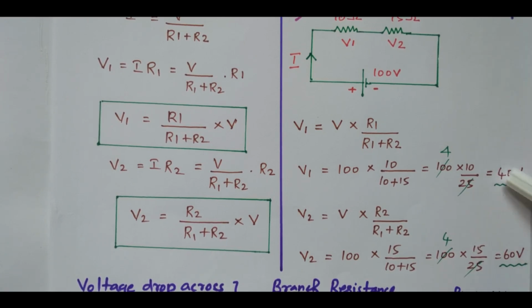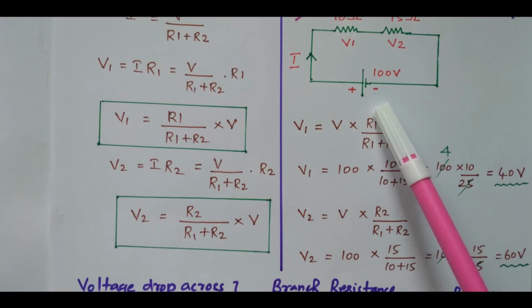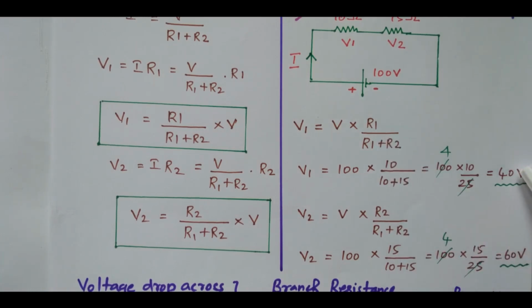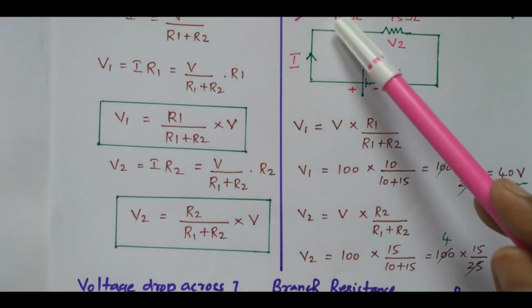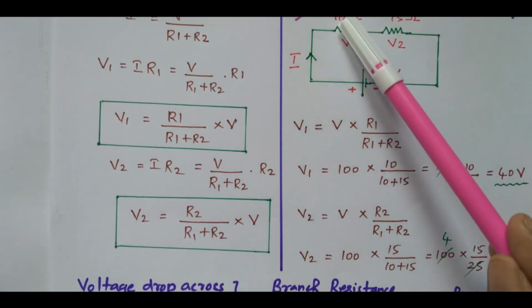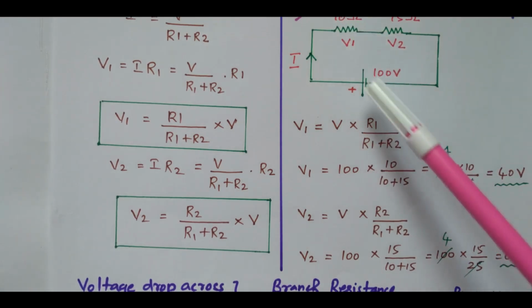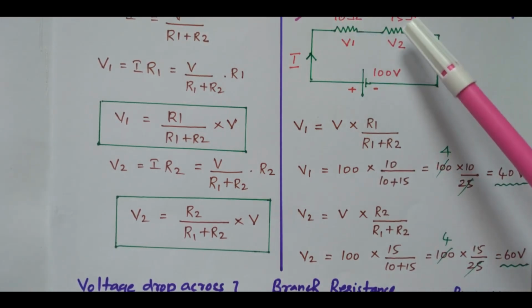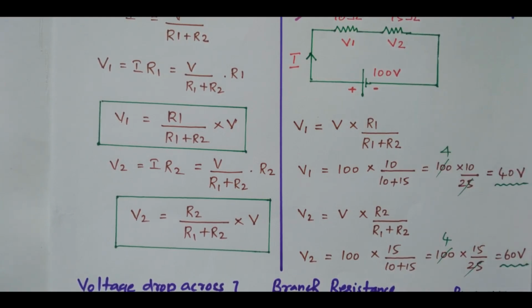See this, the sum of these two is 100 volts because the applied voltage is 100. So 40 volts is dropped across the 10 ohm resistor and 60 volts is dropped across the 15 ohm resistor. The lower the ohm value, the less voltage will be dropped. For a larger resistor value, more voltage is dropped. So the sum of these two is the applied voltage.